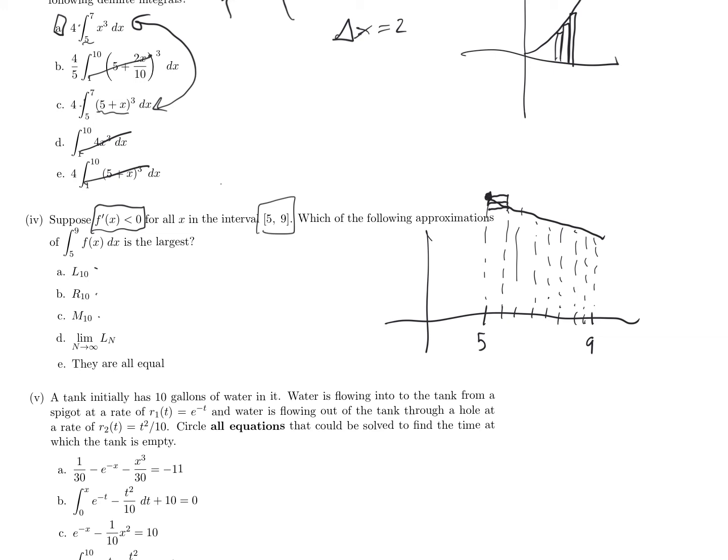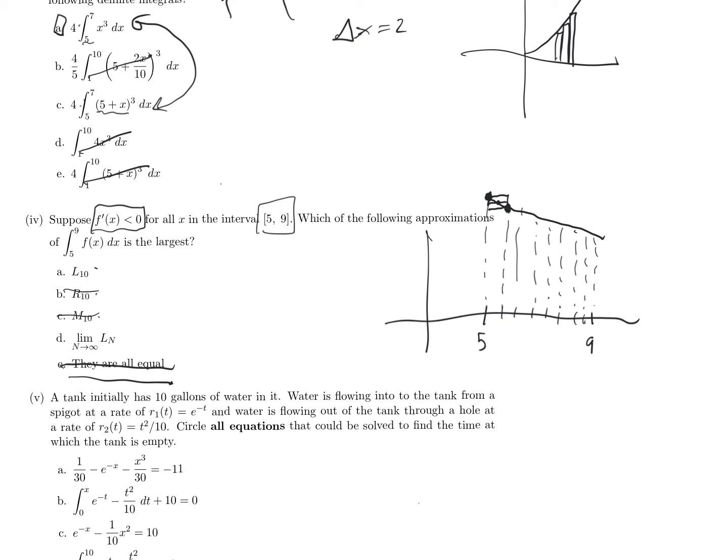right? You agree that this point here is higher than this point, which is what the height would be if you're using a right-hand rule. It's also higher than that point. So out of A, B, and C, L10 is definitely the largest. But what about D? Also, that immediately cancels out E, like they can't all be equal. What about D?